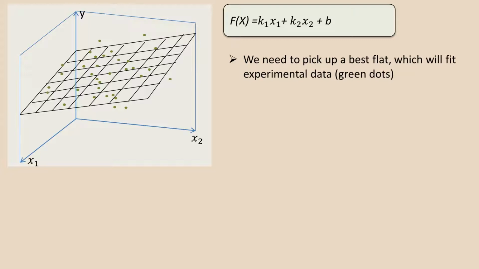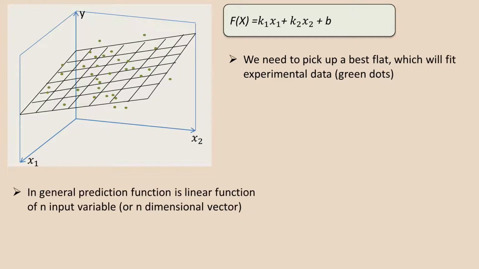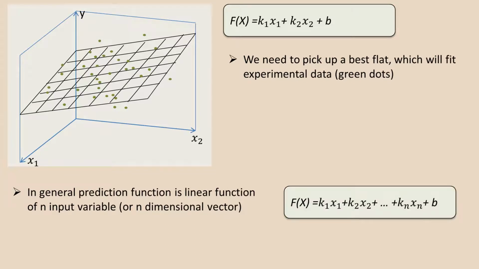Value b is actually known as the intercept. We need to pick all three constant values which will provide us the best flat, the flat where these mean square errors will be minimal. In general, if we have n input variables x1, x2, etc., xn, we will need to build a linear function of n variables. So our task will be to minimize our cost function.